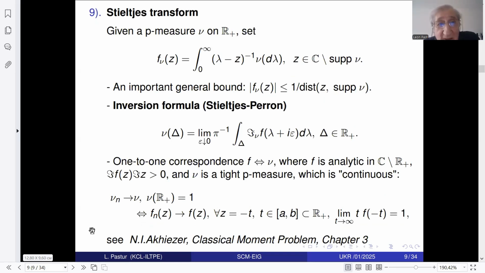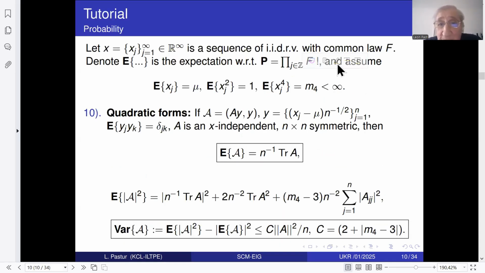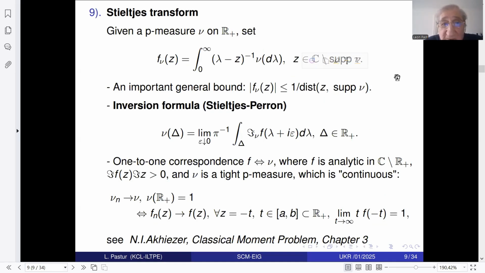So, one more fact from analysis is the following. Given a P measure, I can write this integral, which is well defined for all z that do not belong to the support of the measure. And again, you have a quite general bound. It doesn't matter whether your operator is random or not random. The only thing that is important is that it is self-adjoint, and you have a bound on your Stieltjes transform, as it's called. It is bounded, again, by the distance of the parameter or variable z from the support.